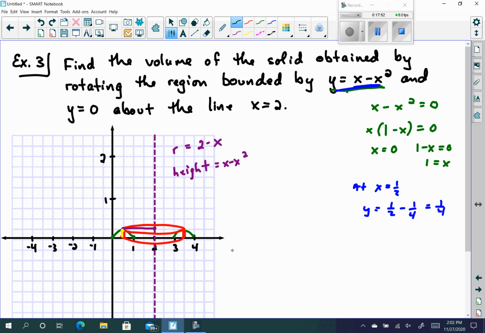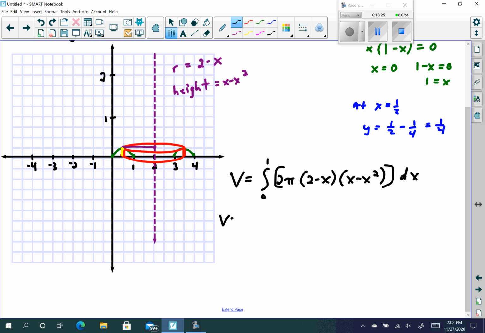So now as I go to write out the volume, the integral here, again, we're just going from x equals 0 to x equals 1 because all of the shells are going to start over here. So it's going to be 2 pi times my radius, which is 2 minus x. And this is only because we're revolving this around a line that is not the x or y axis. And then times the height, which is x minus x squared dx. All right, so let's go ahead and put that 2 pi out in front times the integral from x equals 0 to x equals 1.